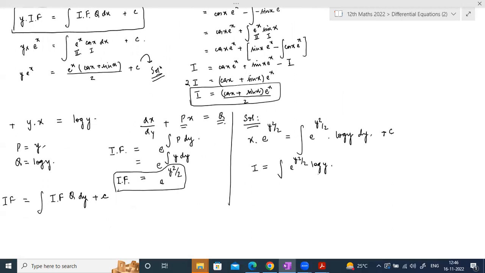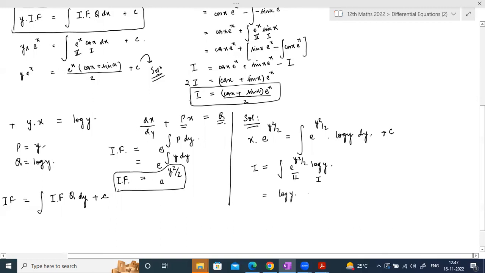Yes. So which function will be first and second? Sir, log will be first and e to the power y square upon 2 will be second. Yes. So let's try. What will that be? So log y into integral of e raised to power y square by 2. But how do we find out the integral of e to the power y square by 2?